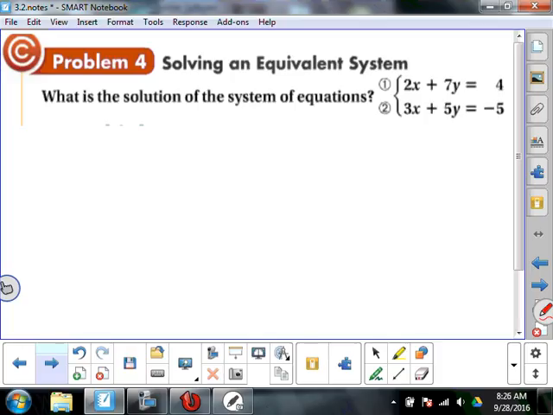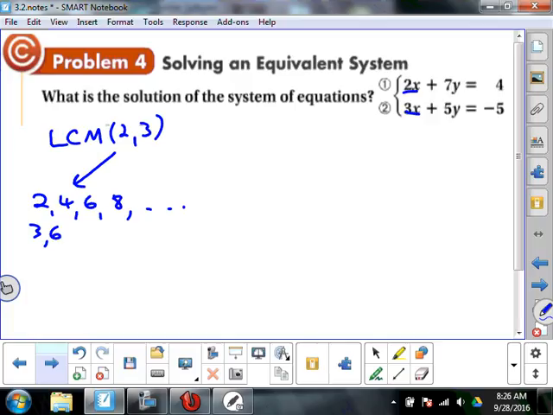So what do we want to get rid of, the x's or the y's? X's? Okay. So if we wanted to get rid of the x's, let's think about the numbers 2 and 3, and let's start thinking about the LCM of 2 and 3. 2's multiples are 2, 4, 6, 8. And 3's multiples are 3, 6, 9, 12, etc. So 6 is kind of what we're shooting for, right?